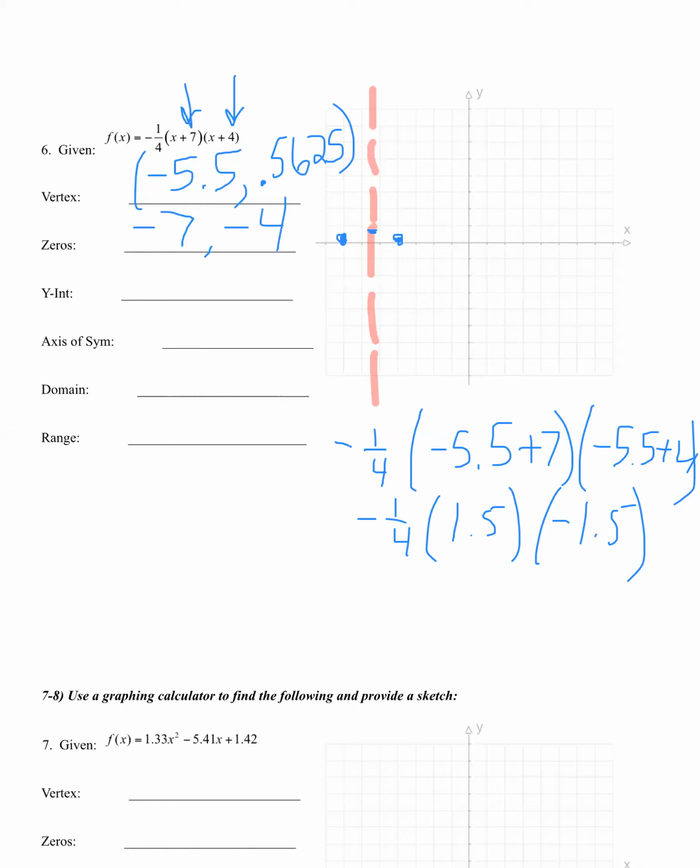There we go. So this graph, which makes sense because if my a value is 1/4, that means my graph is going to be really wide. And I knew it was going to be upside down because a was negative. So that all kind of makes sense. So let's go ahead and find that y-intercept. I just have to plug in 0 for x. So that'll be 7 times 4 is 28 times a -1/4 is a -7.